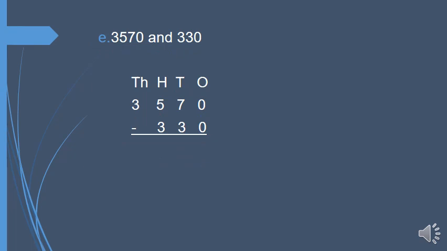Yes, 3570 and 330. This one is also easy. Starting from the ones column, one by one, 0 minus 0 is 0. 7 minus 3, open 7 fingers, deduct 3, you will get 4. 5 minus 3 is 2, and 3 will be written over here like this. So the answer we get is 3240.